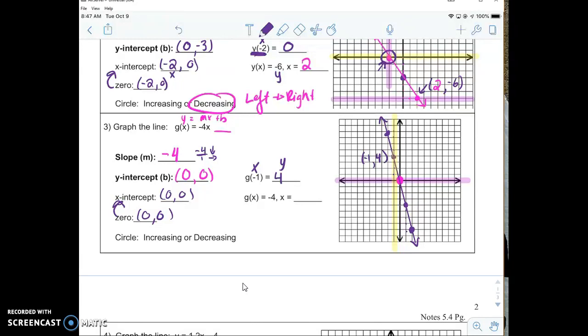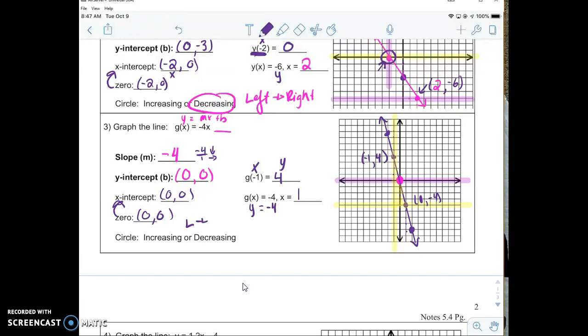G of x equals negative 4. This is telling me that y equals negative 4. I need to find the x value. So going to where y is negative 4, 1, 2, 3, 4. The ordered pair where y is negative 4, x value is 1. So I would say x equals positive 1.